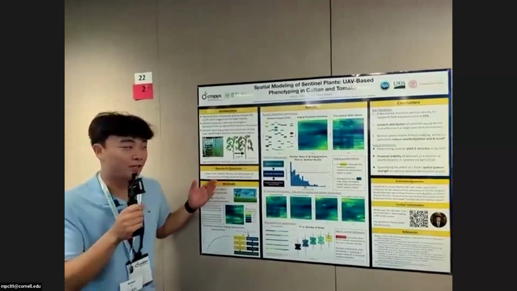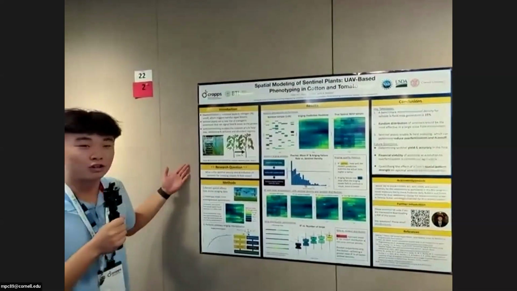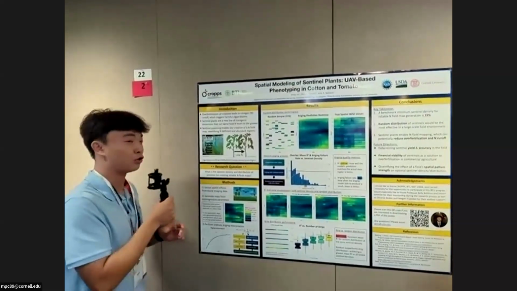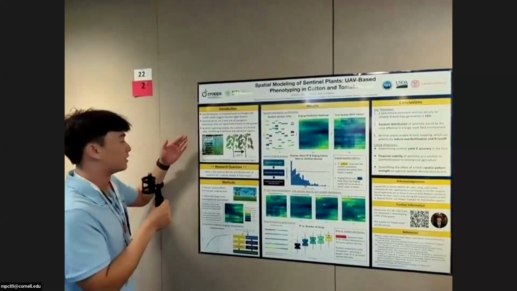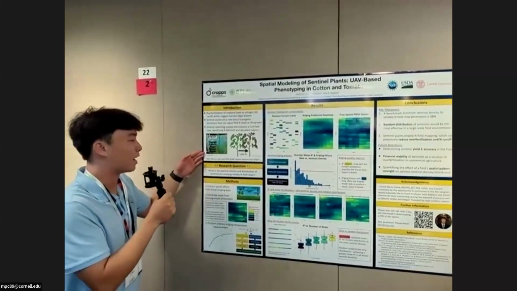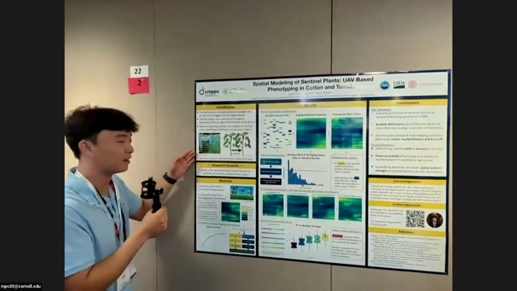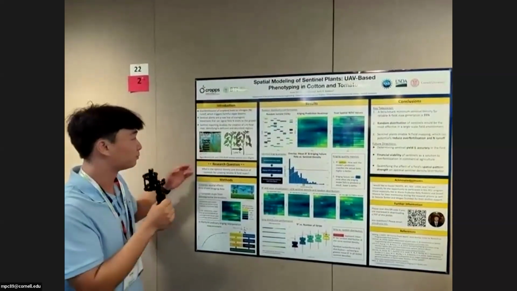And first, some background about my research. In commercial agriculture, over-fertilization is a huge problem, and it causes nitrogen runoff, which can lead to algae blooms, as we can see in Ithaca. This is happening in Cayuga Lake.